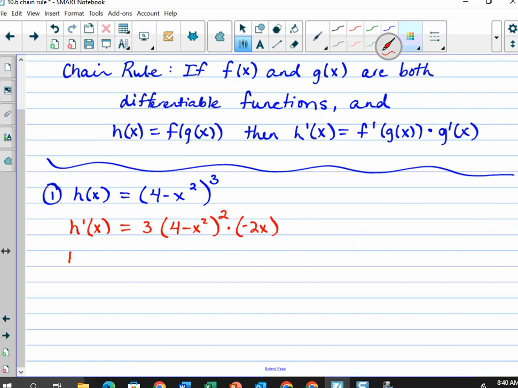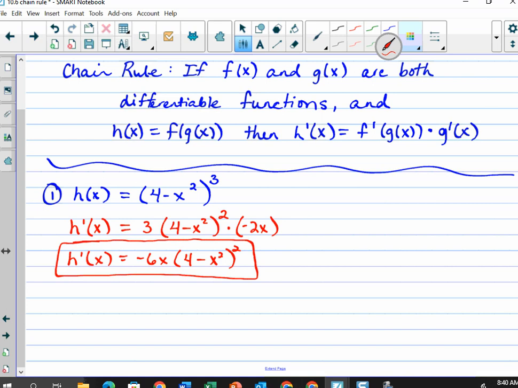Okay, so my final answer, the things I can actually multiply are the ones without the exponent. So I could take 3 times negative 2x and say negative 6x. And then in parentheses, 4 minus x squared, squared. And that is it. You do not need to be multiplying that out. You should stop there. Okay? And this is correct. We'll practice a bunch of them, but that is the chain rule. We'll do a few more, but the ideas are done.